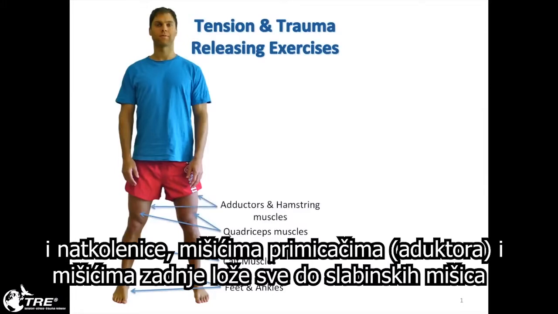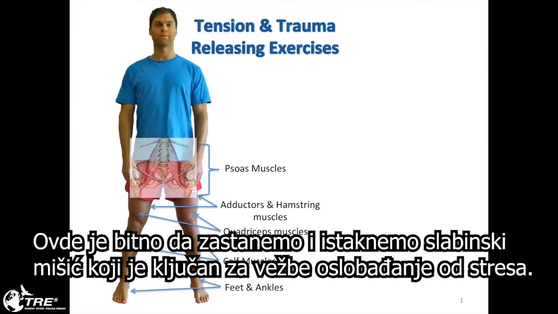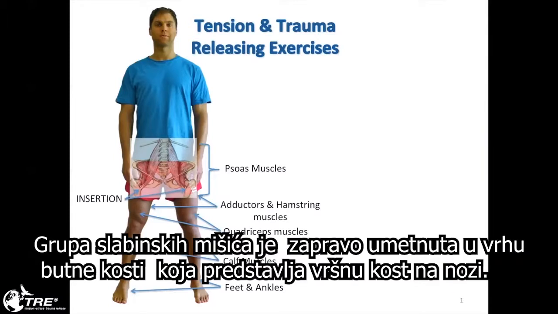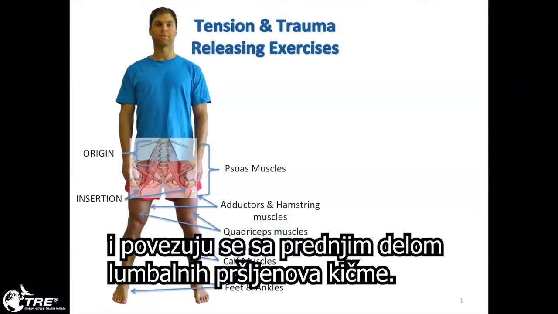quadricep muscles, the adductors and hamstring muscles, and then into the psoas muscle. Now, it's important to stop here and mention the psoas muscle since it's integral to the tension and trauma releasing exercises. The psoas muscles actually insert in the top of the femur, which is the top leg bone. And then they move through the pelvis up into the spine, which is actually their origin, and they attach to the front of the lumbar vertebrae of the spine.